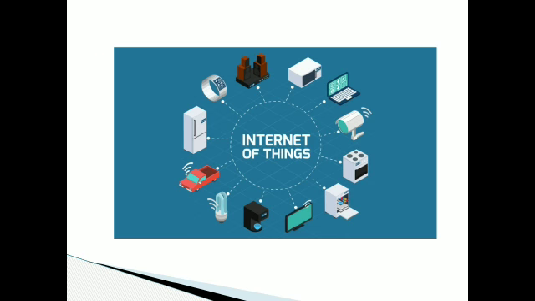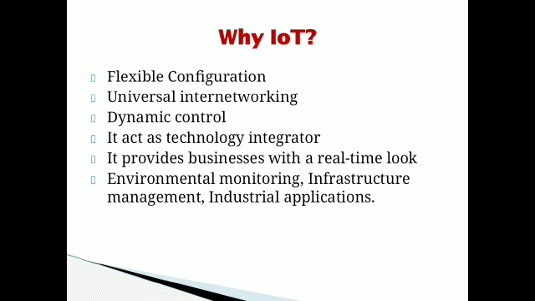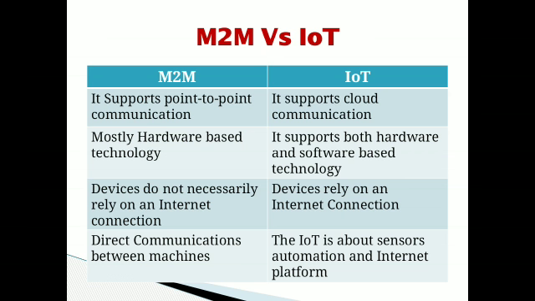This simple diagram shows what is IoT, connecting the things together via internet. Lifeline of IoT is internet. Why IoT is required? Flexible configuration, universal internetworking, it has dynamic control, it acts as technology integrator, it provides businesses with a real-time look, environmental monitoring, infrastructure management, and there are variety number of industrial applications.